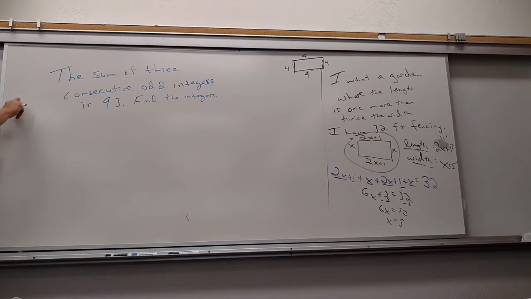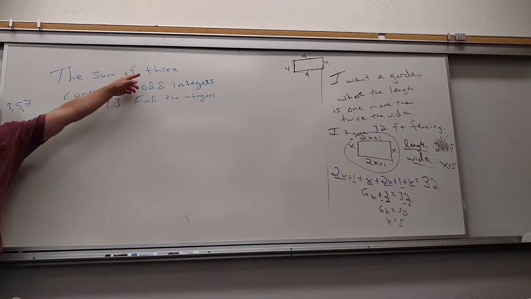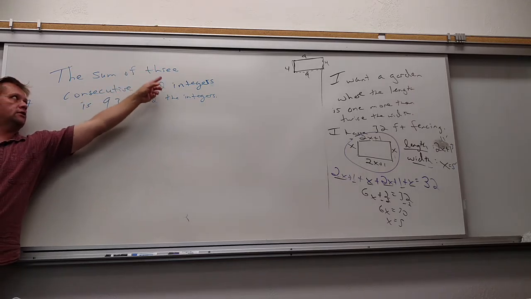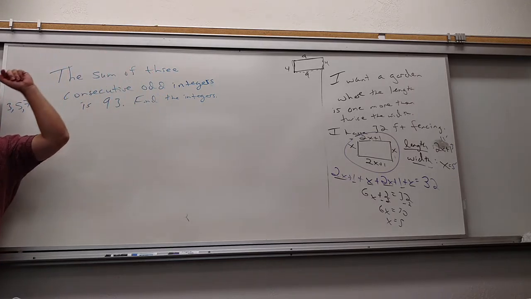Can somebody give me 3 consecutive odd integers? 3, 5, 7. I like it. Sure. And they would add up to be 15. So that's obviously not the answer, but that is one possible way to give an example of what this is.